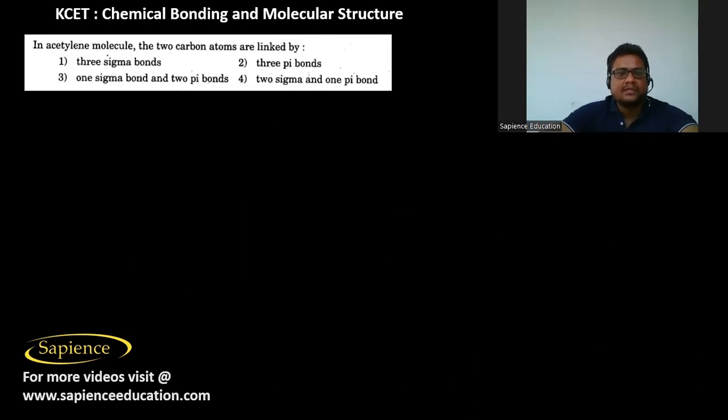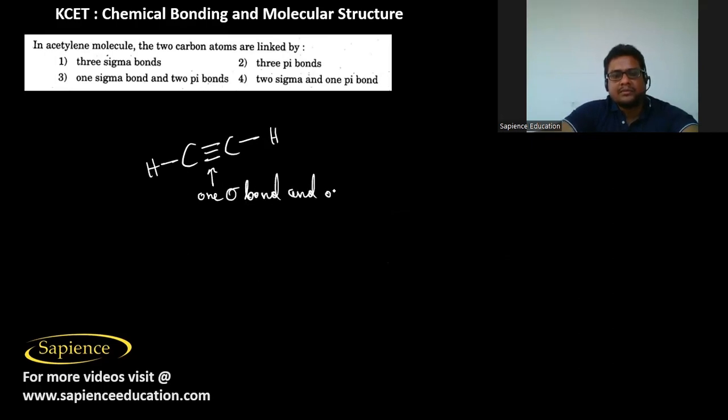Then here it is told: in the acetylene molecule, the two carbon atoms are linked by three bonds. So here we have one sigma bond and one pi bond. One pi, no, two pi bonds. So option 3 is the correct answer.